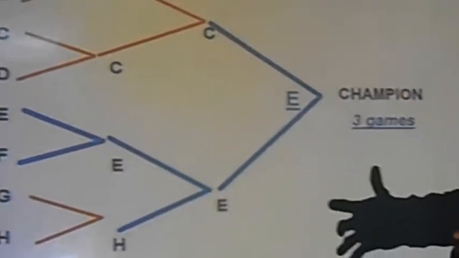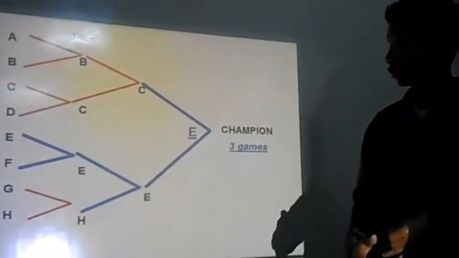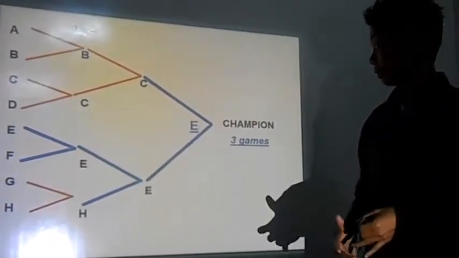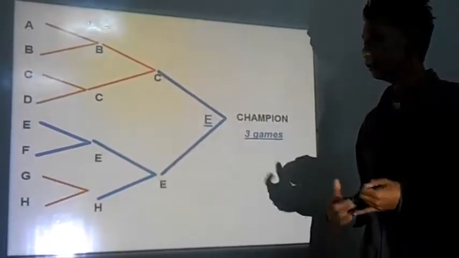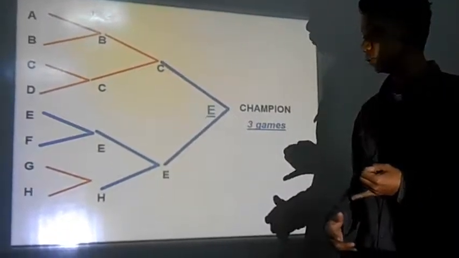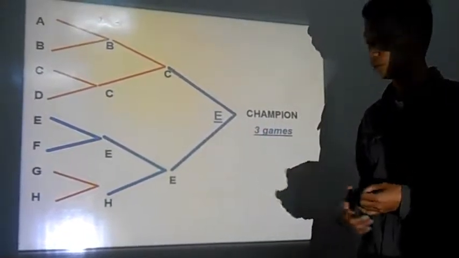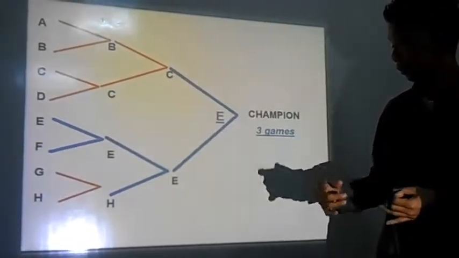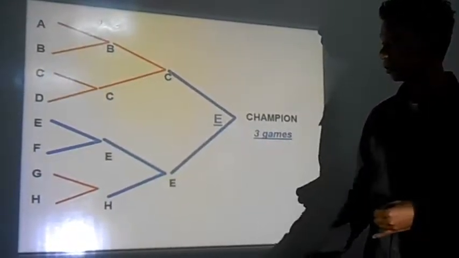So it's just like a map. This is a single elimination round, so the loser will not play. The winner will proceed to the semifinal. From A and B, we consider that B is the winner. C and D, we consider that C would be the winner. E and F, we consider E because E is our champion. G and H, we consider that team H would be the winner.